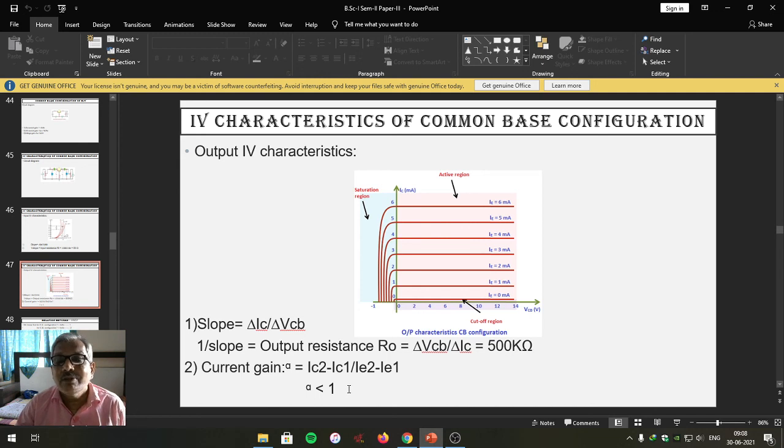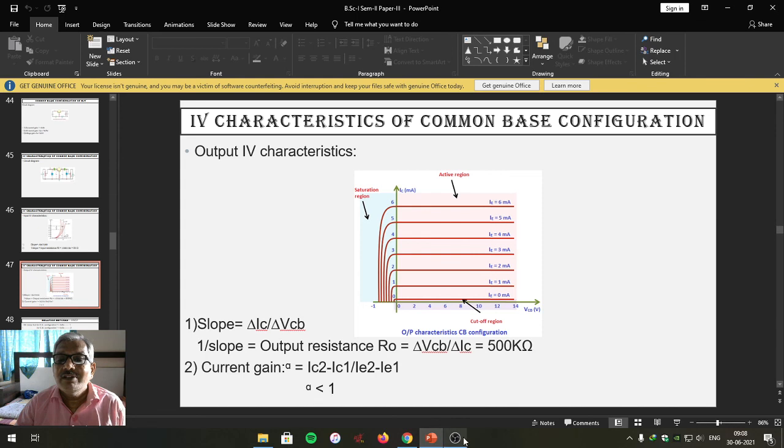Student friends, that's all about the common base configuration, in which we studied the meaning of common base configuration. Then we have defined the term current gain, voltage gain. We have studied the circuit diagram used to plot the input and output IV characteristics. We have plotted input and output IV characteristics. We have interpreted them. We have defined input and output resistance from the respective curves along with the current gain alpha, and we concluded that value of alpha is always less than 1.